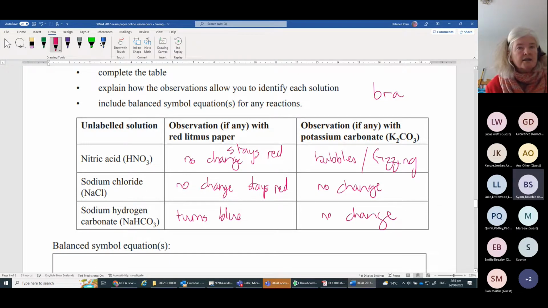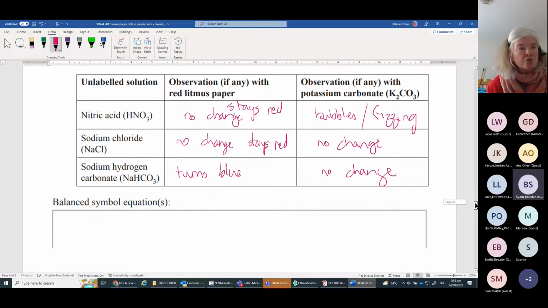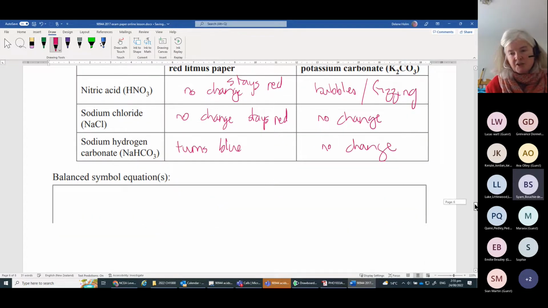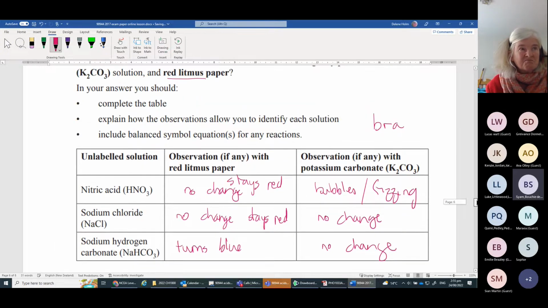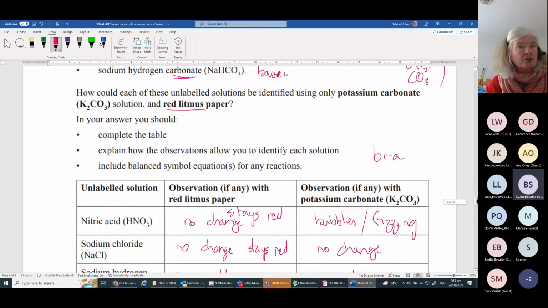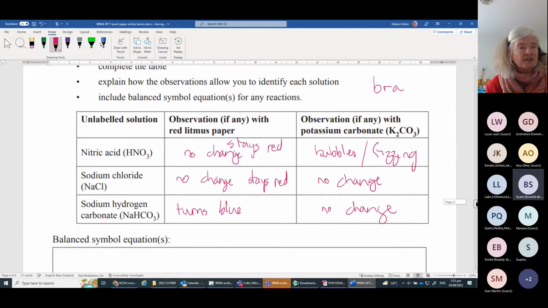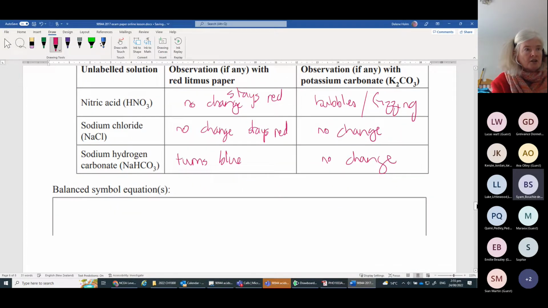Now you've got to write balanced symbol equations, and they always put that S in there to fool you into thinking there may be more than one equation, but hopefully you can see there's only one reaction. And they've actually done nearly the same equation as what we had before, except we've now got potassium carbonate and nitric acid. So it's a symbol equation. If you like, you can first write the word equation, but you have got the formula for that. So use it, K2CO3.